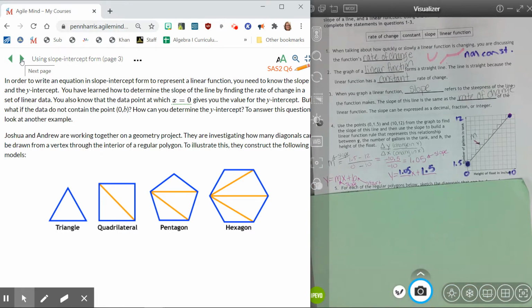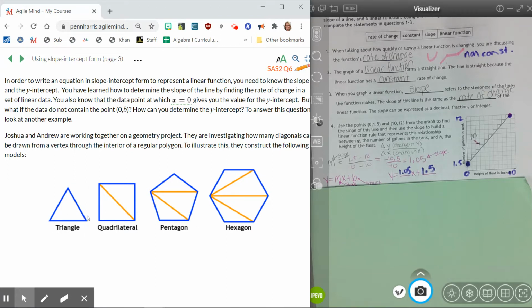Now what I want us to do is look at each of these polygons. Remember, a polygon is any shape that can be closed off. They start us off with a triangle, and what they want us to do is draw a diagonal line from one corner to the others.